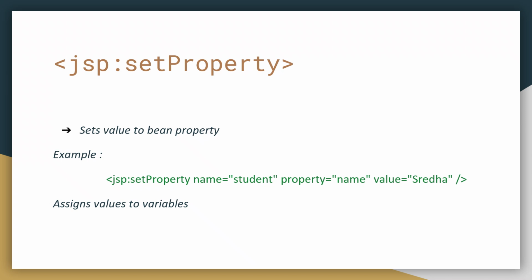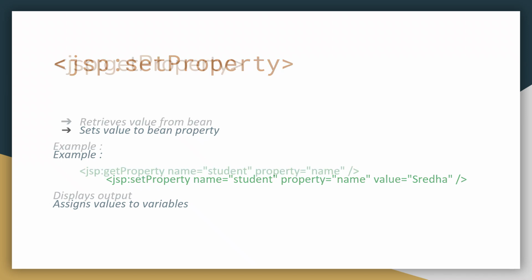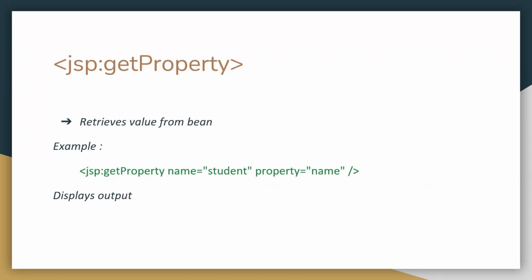Next is setProperty. This is used to assign values to a bean. It sets the value of a property inside the object. Helps in storing user data like name, age, etc. GetProperty action is used to retrieve values from a bean. It displays the value on the web page. Works together with setProperty.